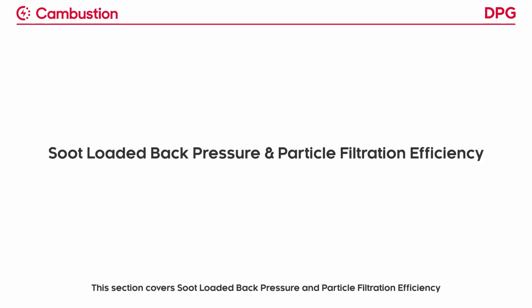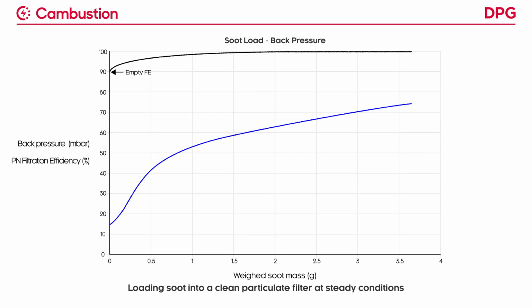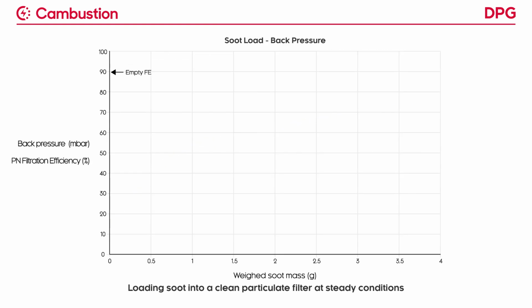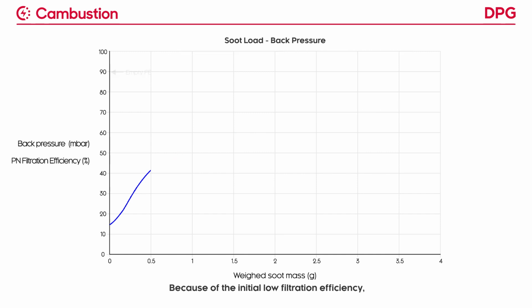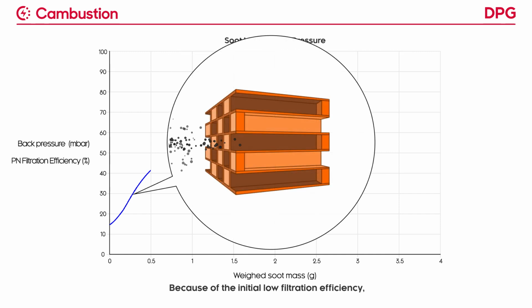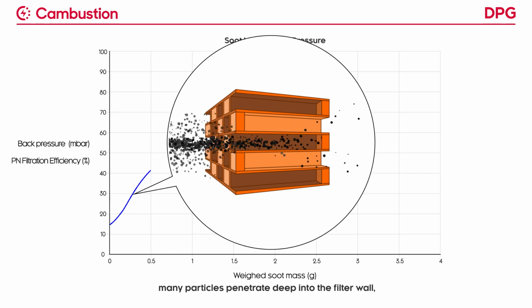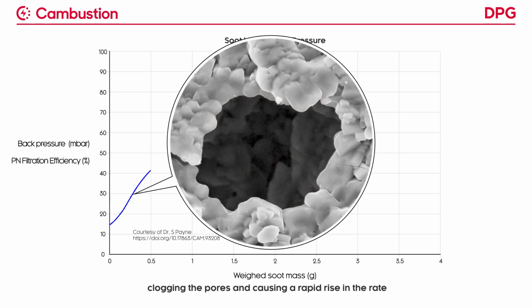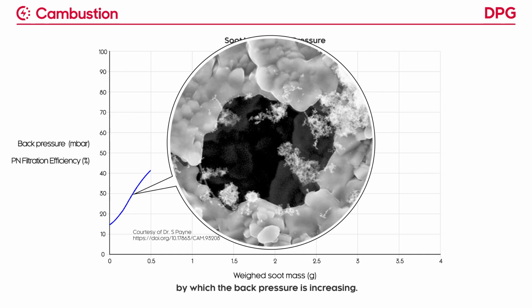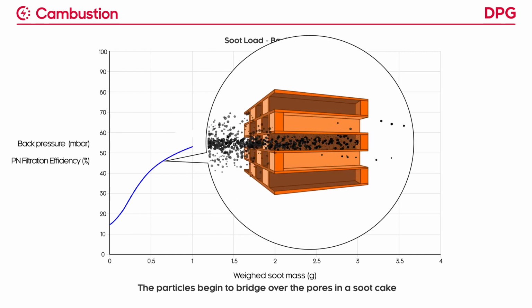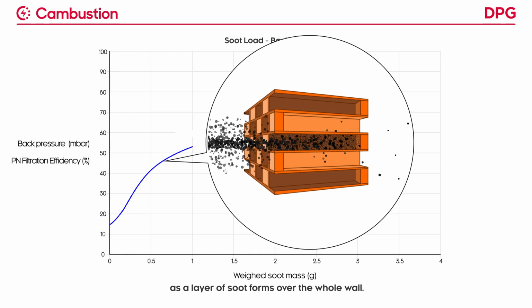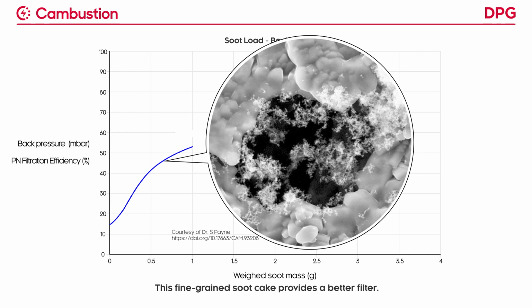This section covers soot-loaded back pressure and particle filtration efficiency. Loading soot into a clean particulate filter at steady conditions allows the DPG to measure the soot load back pressure curve. Because of the initial low filtration efficiency, many particles penetrate deep into the filter wall, clogging the pores and causing a rapid rise in the rate by which the back pressure is increasing. By this point, a second effect is occurring. The particles begin to bridge over the pores in a soot cake as a layer of soot forms over the whole wall. This fine-grained soot cake provides a better filter.